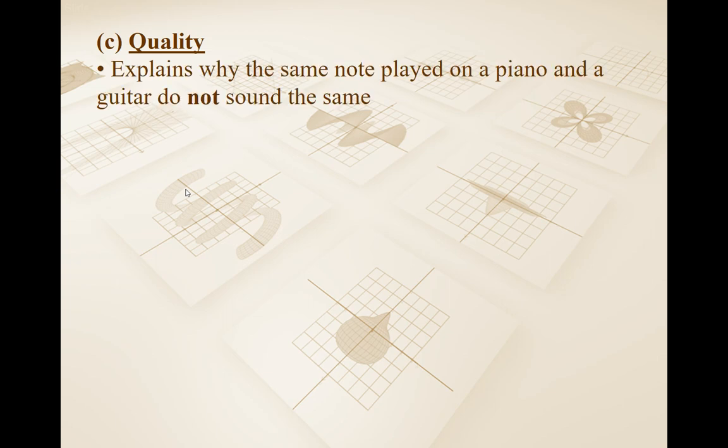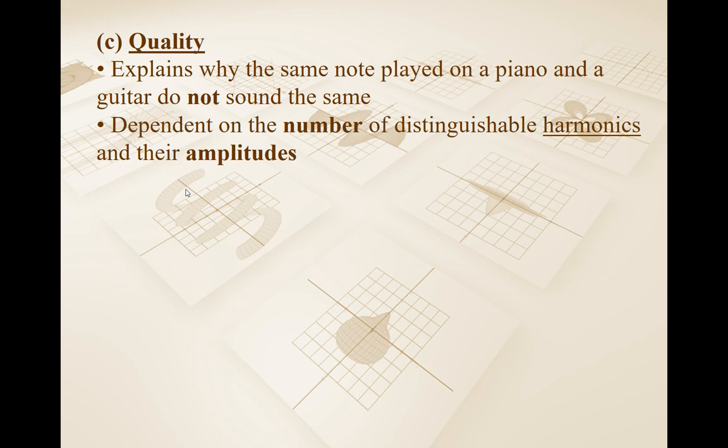Okay, so sound quality is all about this. Sound quality explains why the same note played on a piano or on a guitar does not sound the same. Now, in terms of what the sound quality depends on, this is a little bit trickier. It depends on two things. One, the number of distinguishable harmonics. A harmonic, again, going back to the string, the first harmonic was your fundamental frequency, or your first resonance frequency, where you had one loop. And then your second harmonic was the second resonance frequency, where you had two loops. So the quality depends on the harmonics, and it also depends on the amplitude of these harmonics.